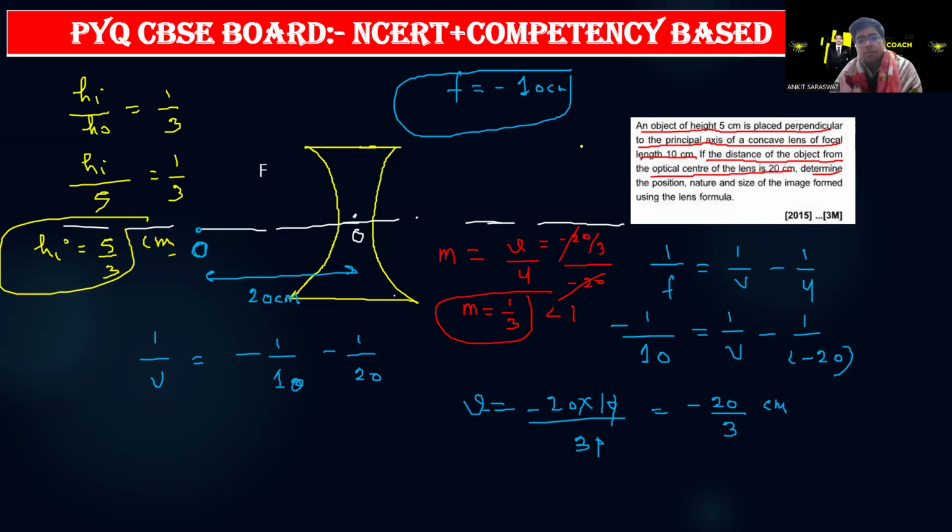Nature. Now nature already. See, M is positive. Positive means it is first of all virtual. Okay. Erect. Virtual, erect, and diminished. You can check 5 by 3 is less than 5. So diminished. Virtual, why virtual? Because it is formed in front of the lens. And erect, just like object is straight, image is also straight.